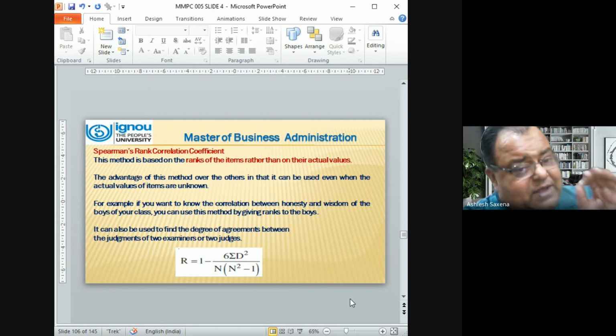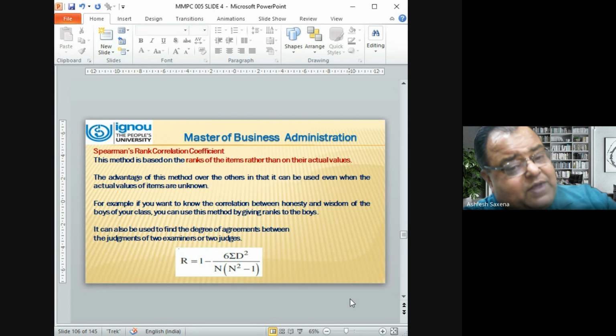The formula for calculating the Spearman rank correlation is r is equal to 1 minus 6 sigma d square upon n into n square minus 1.